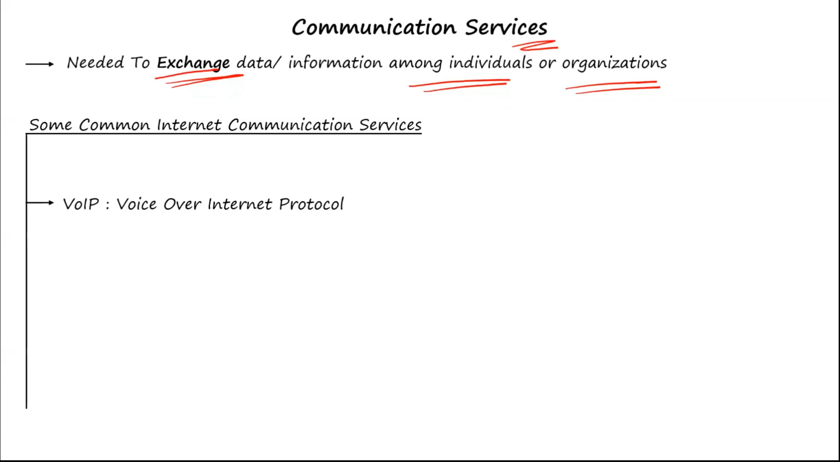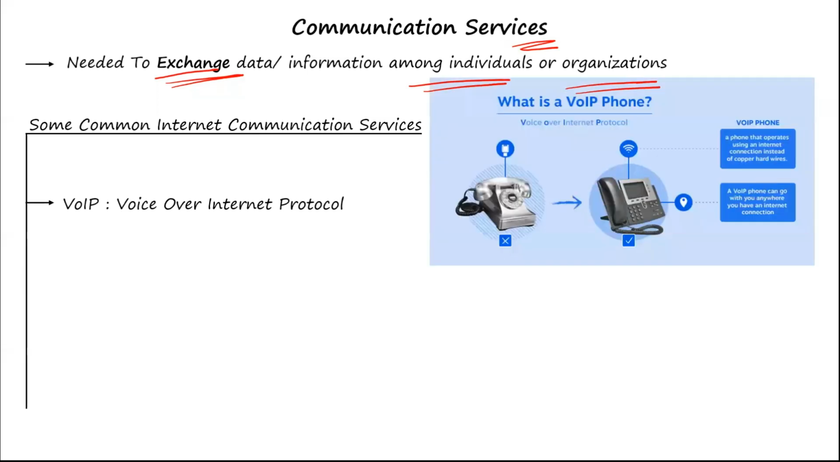First is voice over internet protocol. So let me show you an example. So what is voice over internet protocol? So you see this particular telephone and you see this new generation telephone as well. What's the difference? This telephone is connected through hard wire. There is a copper wire that provides the connection to this telephone, as we might have seen. And this particular telephone does not have any wire connection at all. This telephone operates over internet. A phone that operates using an internet connection instead of copper hardwires is called voice over internet protocol.